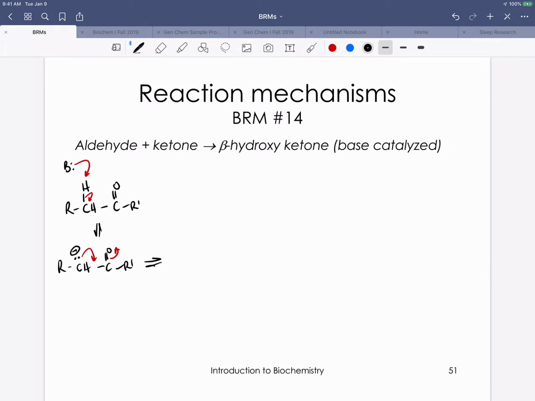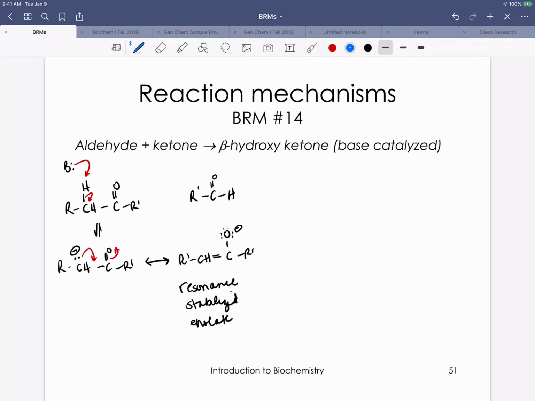Whoops, wrong arrows. We have to make sure we draw our resonance arrows here. So this is resonance stabilized as this enolate intermediate. And we've talked about this resonance stabilized enolate intermediate: it has the potential to be a nucleophile. So what we're going to see here is now we're going to have a ketone, an aldehyde here that's going to be acting as our electrophile.